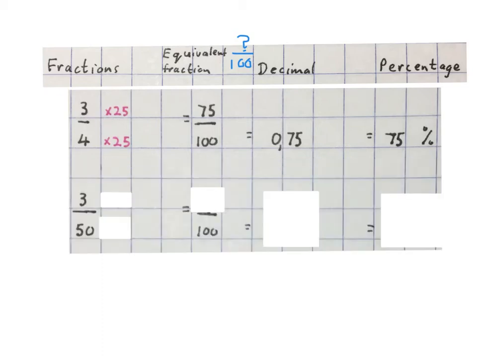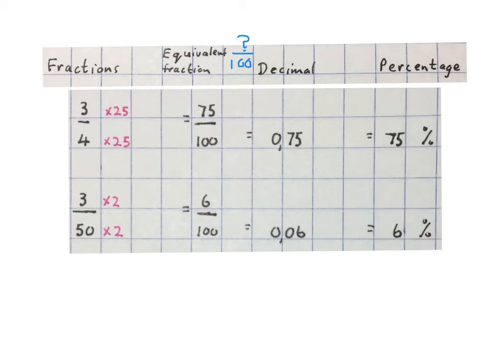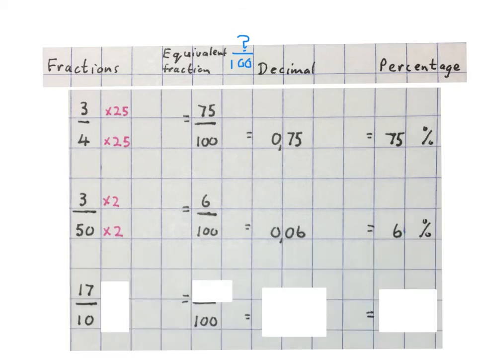Next we convert 3/50. You times by 2 to get from 50 to 100. You times by 2 at the top. 3 times 2 is then 6 over 100. As a decimal, it will look like this, 0.06, and that is 6%.